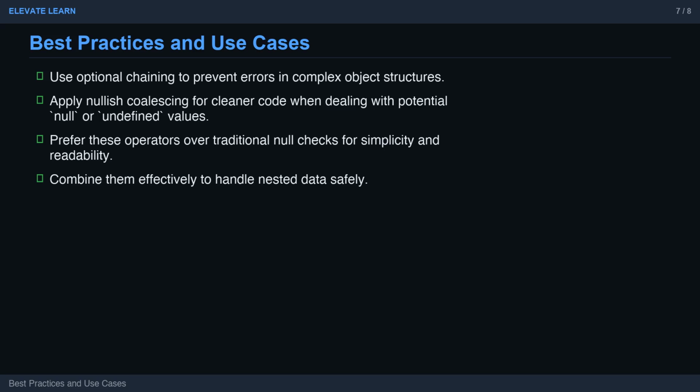Next, we have Nullish coalescing, which comes in handy when dealing with potential null or undefined values. This operator allows you to provide a fallback value if the current one isn't suitable. For instance, instead of writing something like this, you can use Nullish coalescing for cleaner code. These operators make your code more readable and maintainable by simplifying complex checks.